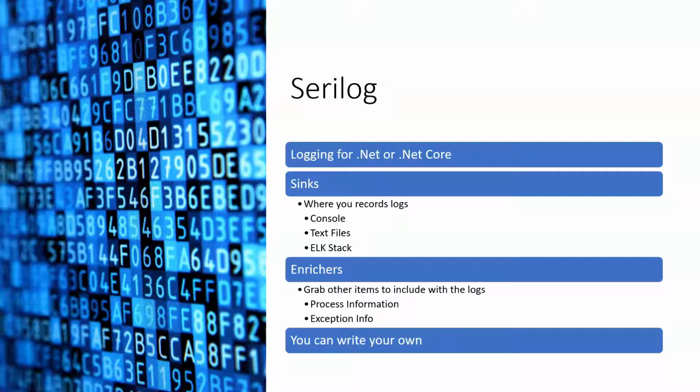The other thing to keep in mind are enrichers. What they do is grab other items to include with the logs. So you can enrich your logs with process information, application name, exception info. We have a whole series that I put together at work. Unfortunately, I can't share those here. But you can enrich your process so that when you're writing, it'll include this, or you can also write your own. So that's it for Serilog.